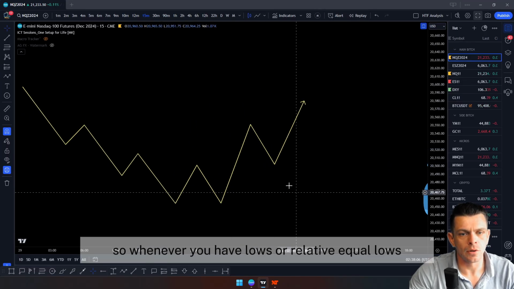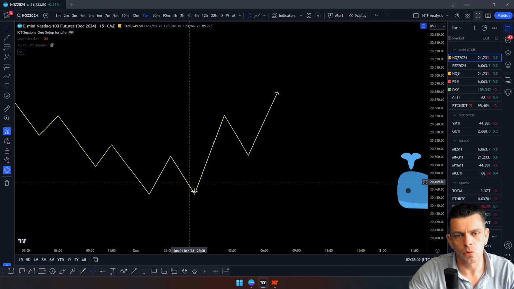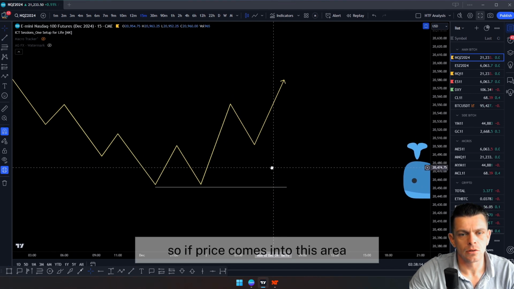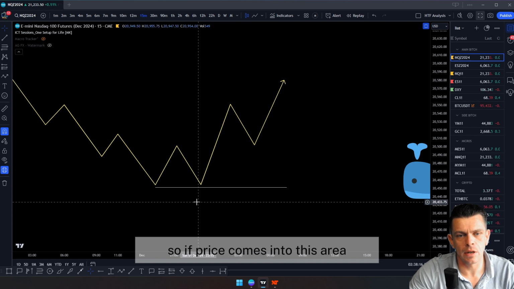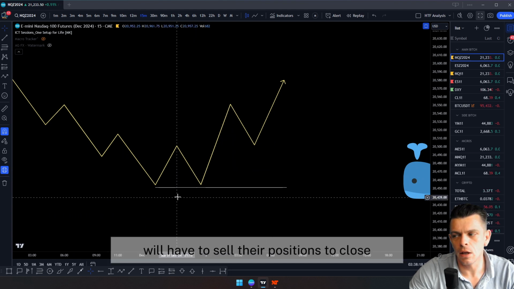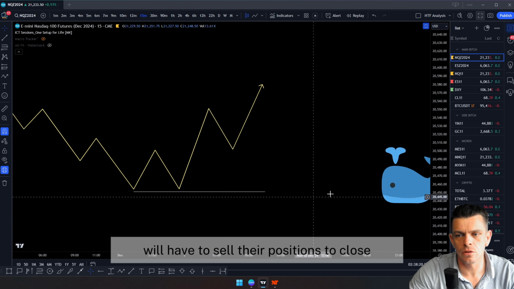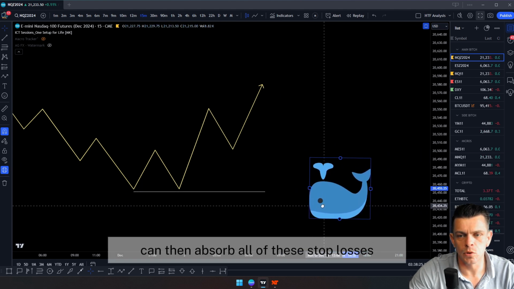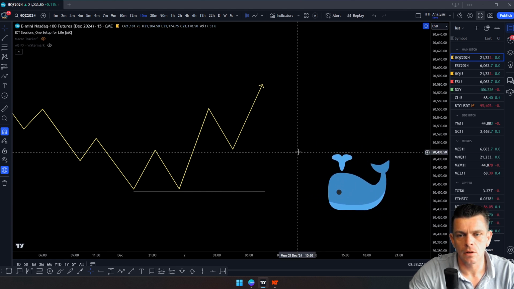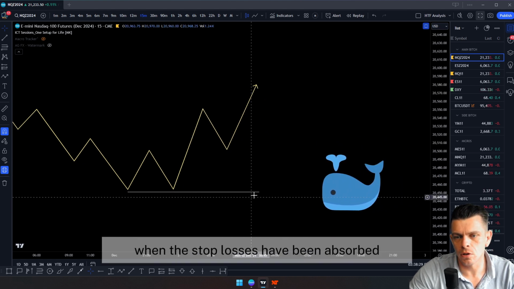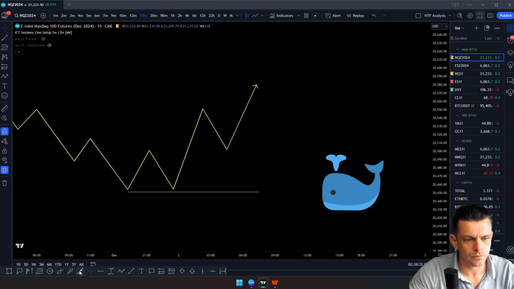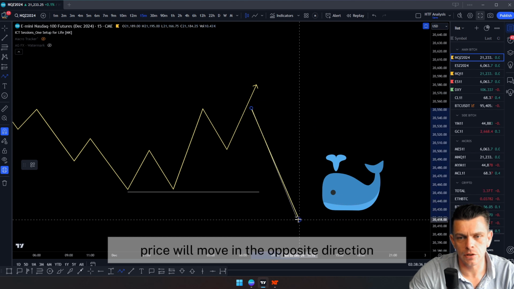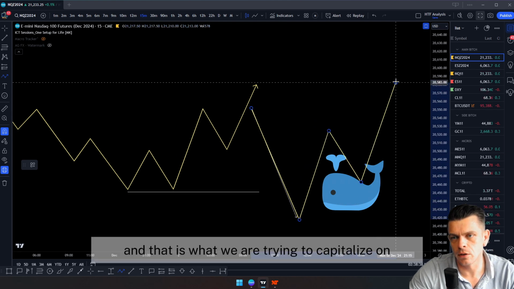Go back to the chart. Whenever you have lows or relative equal lows, that is known as sell side liquidity. If price comes into this area, everybody that went long will have to sell their positions to close, and the larger player or smart money can then absorb all of these stop losses. And then typically when the stop losses have been absorbed, price will move in the opposite direction. And that is what we are trying to capitalize on.